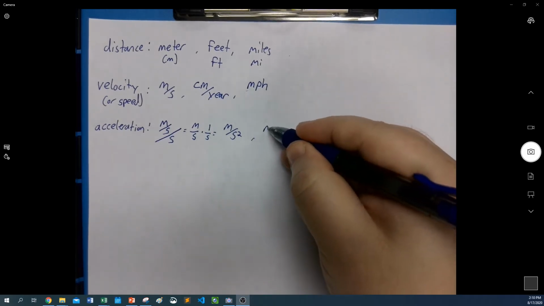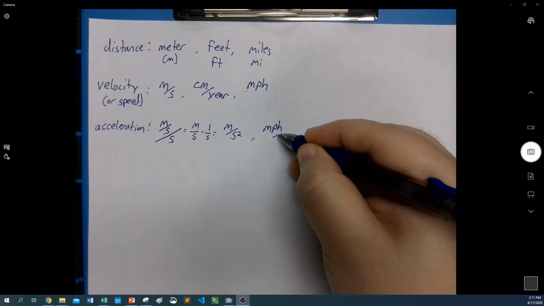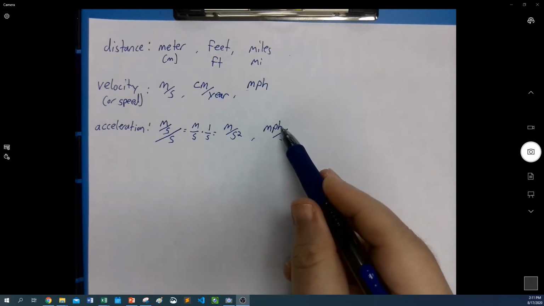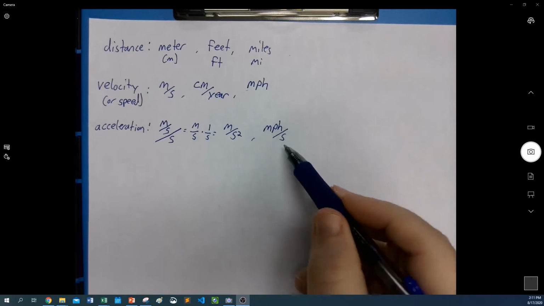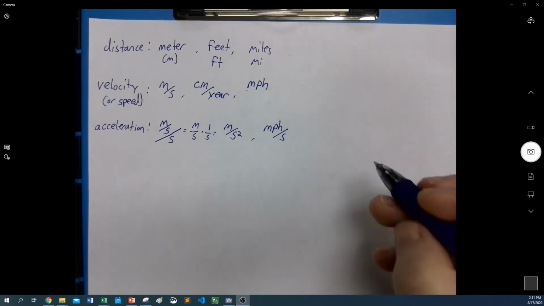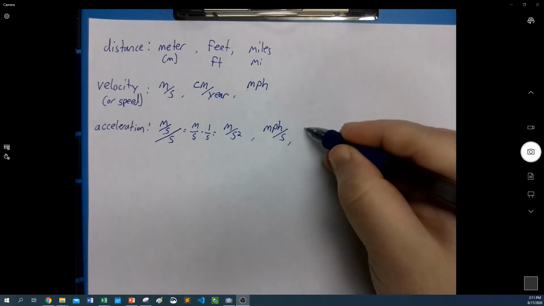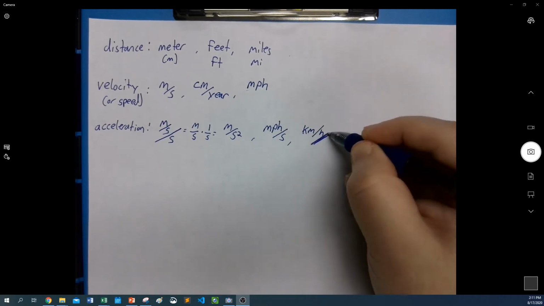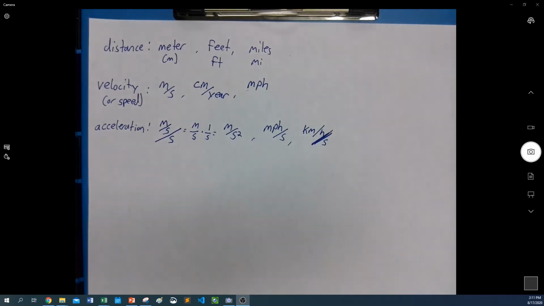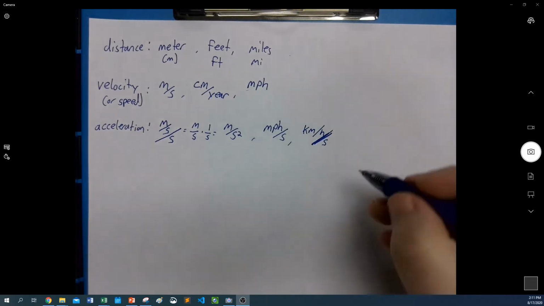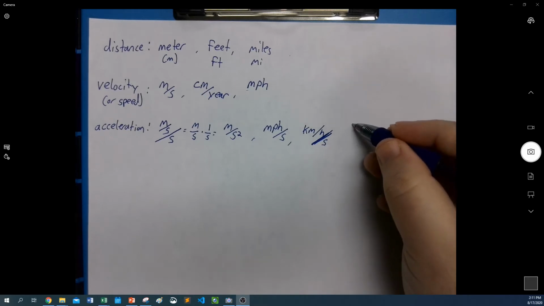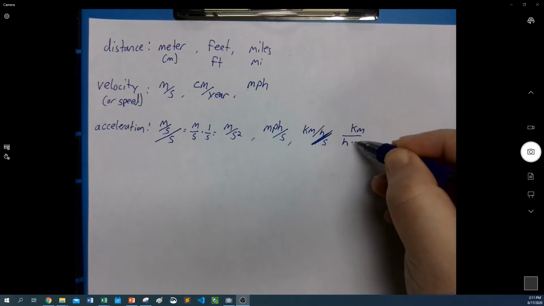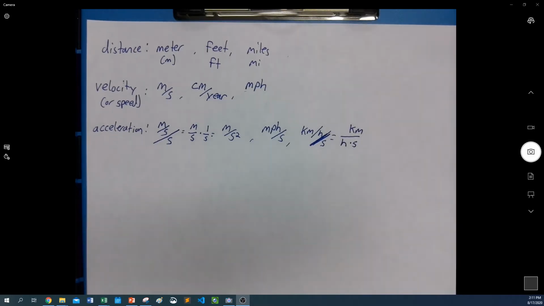We could have miles per hour per second. So we have one distance, one time, and another time. So we have 2 time units. We could have kilometers per hour per second. We could also have written this as kilometer divided by hour times second. These two are equal.